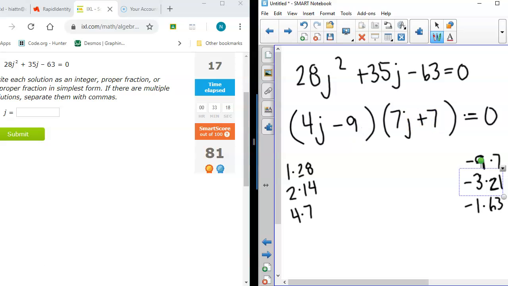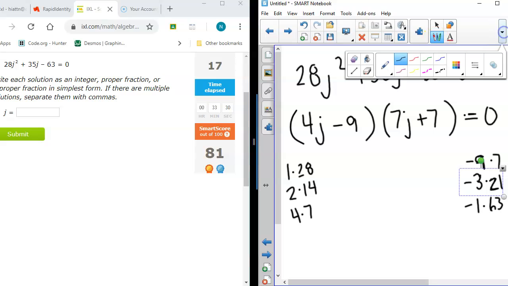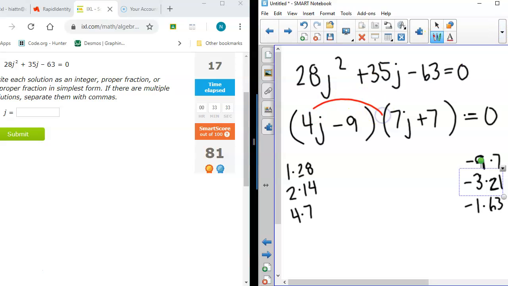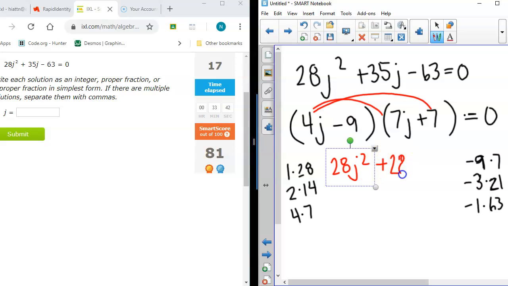Okay. So if I do this, I'm just realizing I could have done a greatest common factor. All of those are divisible by 7, and that would have made the problem a lot easier. But we can do it this way also. So if we do 4j times 7j, we get 28j squared. 4j times 7 is +28j. -9 times 7 is -63j. And then we get that -63 on the end. So for 28 minus 63, that gives us -35. So we're really close to having the right answer here.